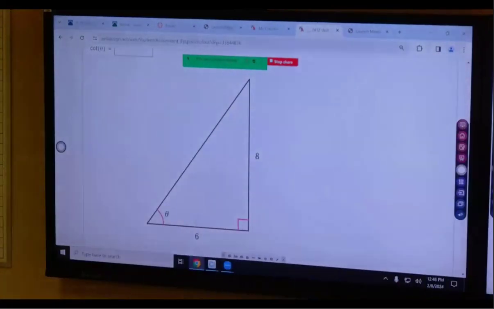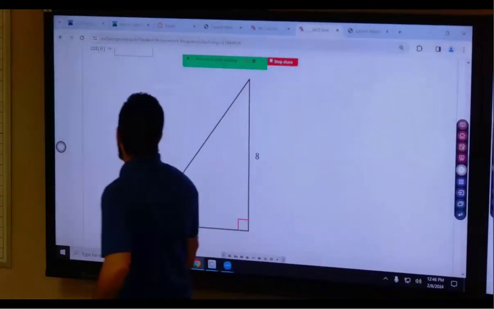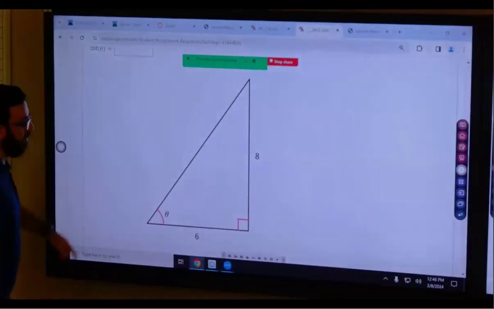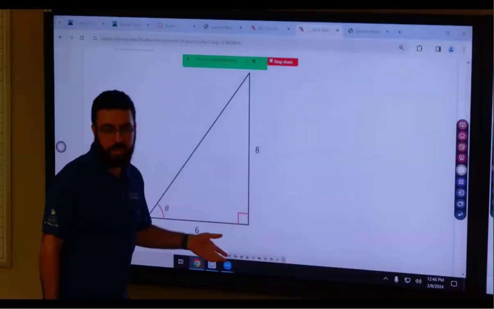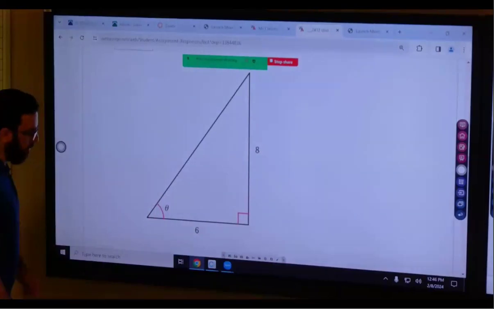Now we need to find the 6 trig functions: sine, cosine, tangent, cotangent, secant, cosecant. Do we have this triangle? Do we have this inside? So how are we going to find them inside? Pythagorean theorem.